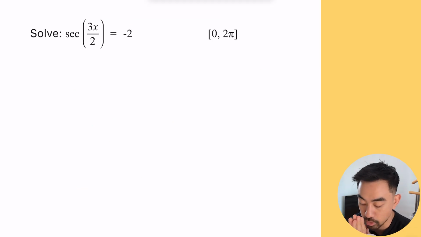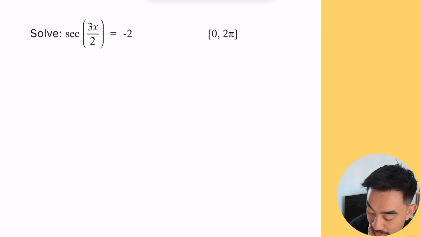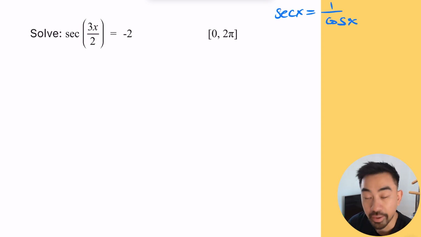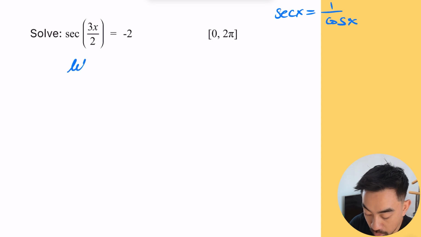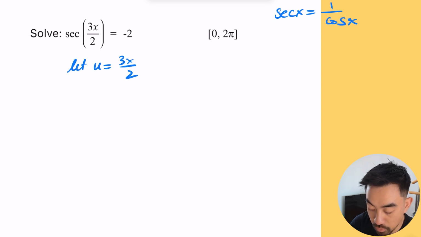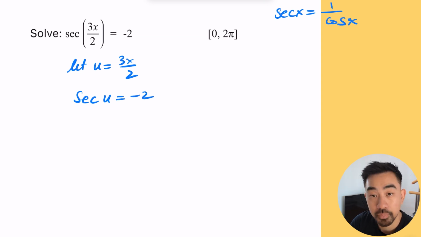All right, let's have a look at this example. So sec 3x over 2 is equal to minus 2. This one's a little bit trickier, but let's work it out together. Now, I know that sec is the inverse of cos. Okay, so first things first, let's say let u equal 3x on 2. So sec u is equal to minus 2.